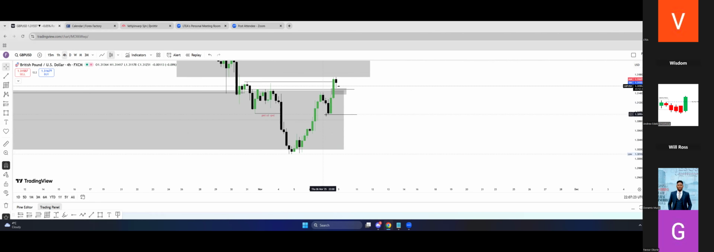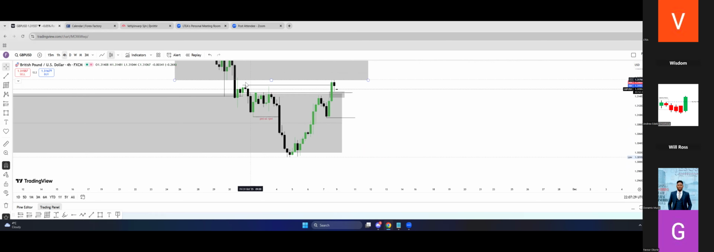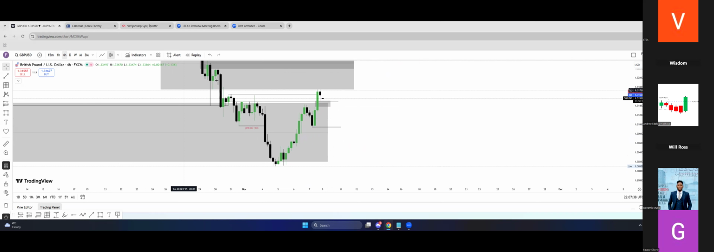So as soon as it disrespects this level, it now tells you that price wants to keep going down. That's all. Okay. This move was just what? Liquidity, basically. It's just the same thing. Liquidity has been taken.